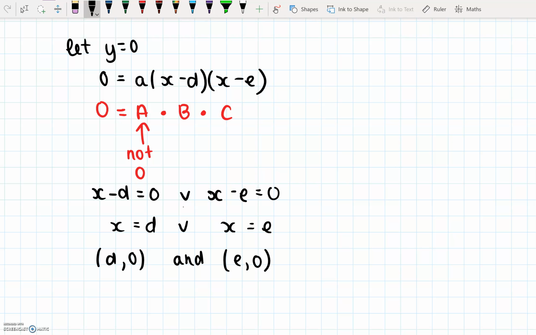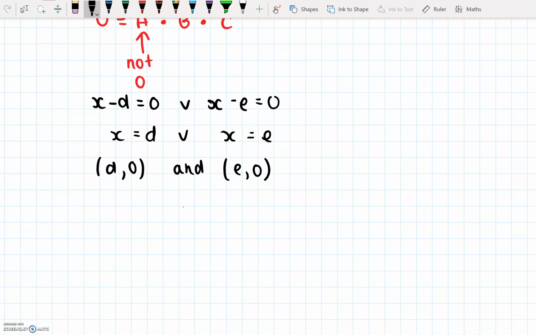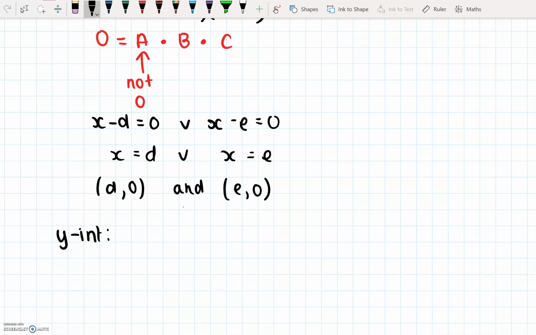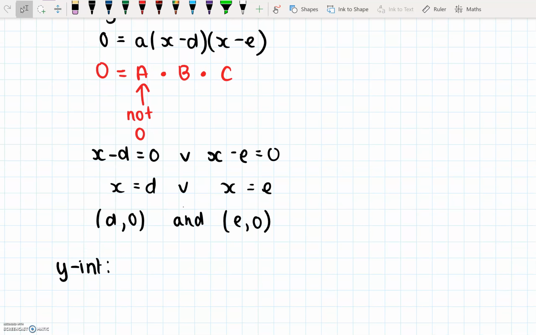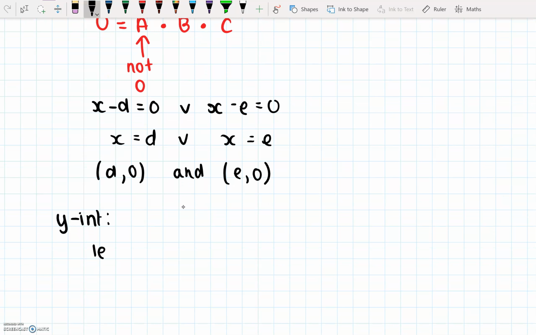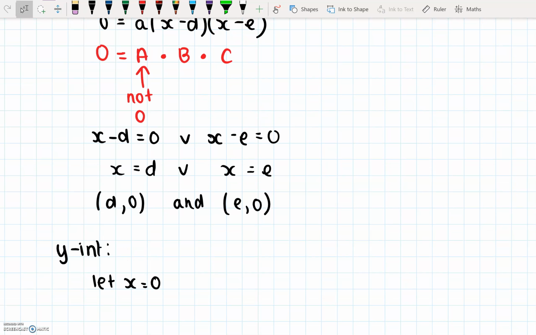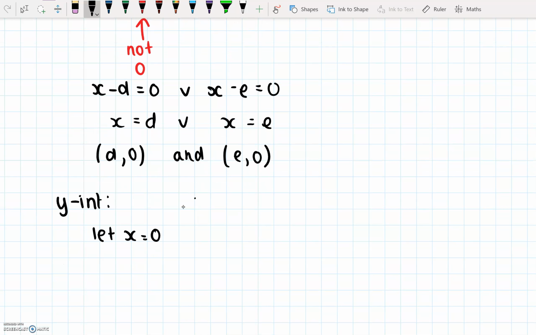Now, let's have a look one step further. If we wanted to find the y-intercept, we know that we make x equal to 0. So let x = 0. Typically I'd rather do this with an example equation. So let's say that we've got f(x) = 2(x − 4)(x + 3). Let's say that this was our equation.